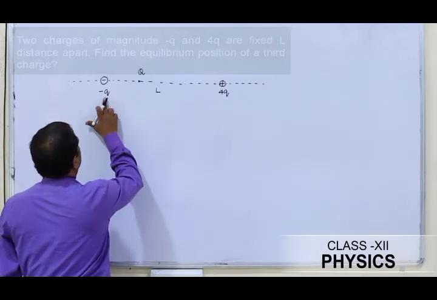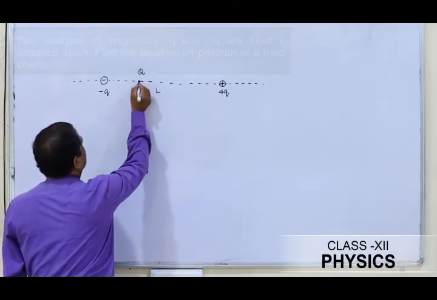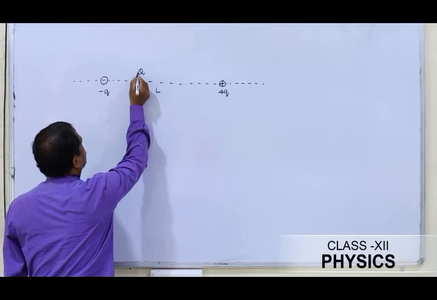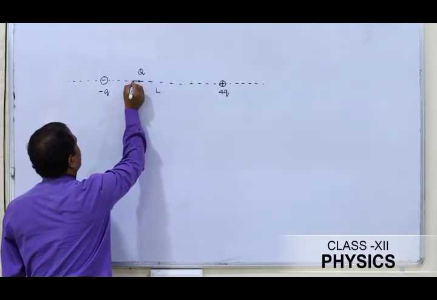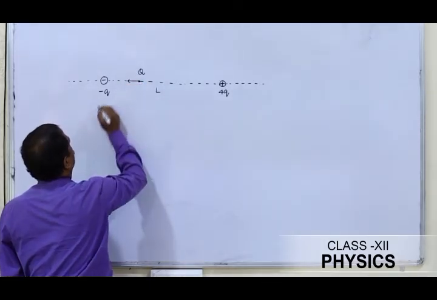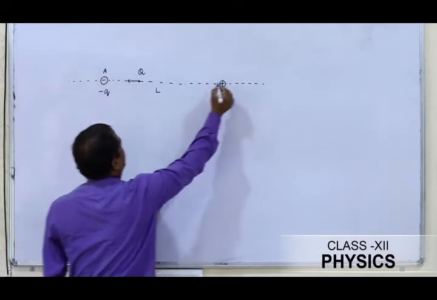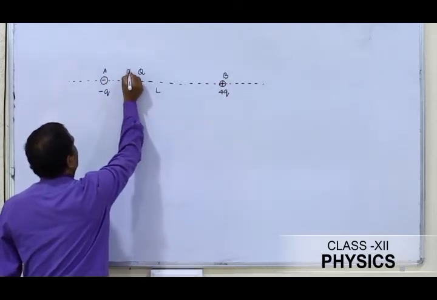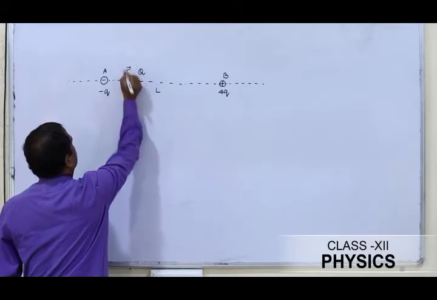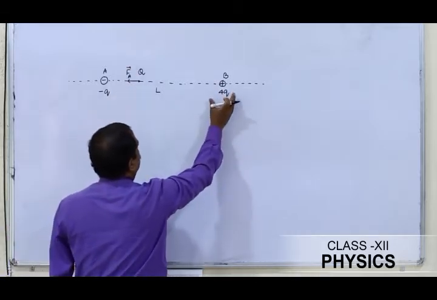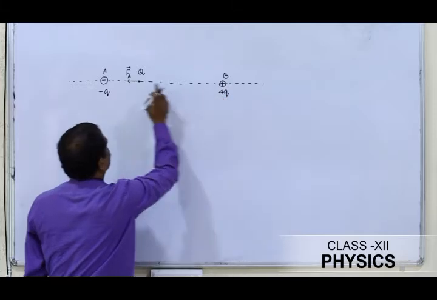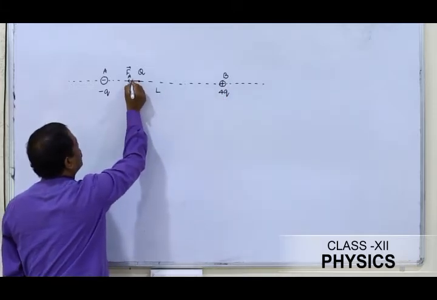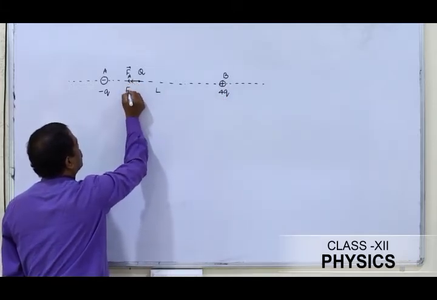Now we will find whether this minus q charge will exert an attractive or repulsive force. This is a positive charge, so it is going to have an attractive force. Let us say that this is position A, this is position B. So FA will be in this direction. This 4q charge is positive, and this positive charge will also exert a repulsive force in this direction. So this is FB.